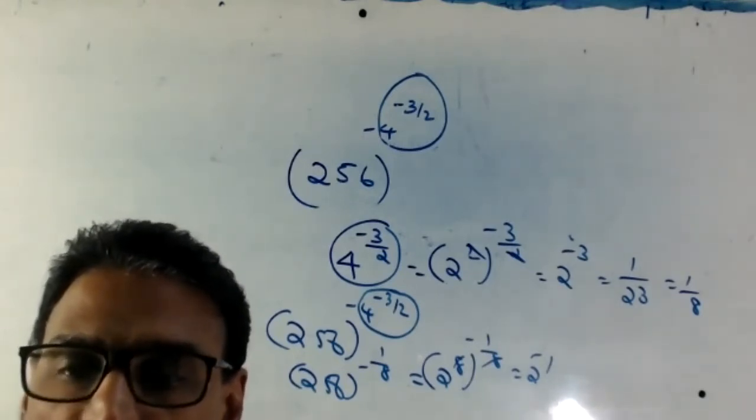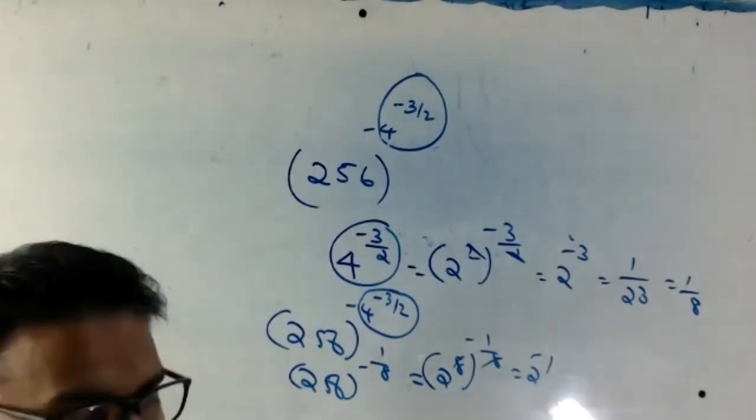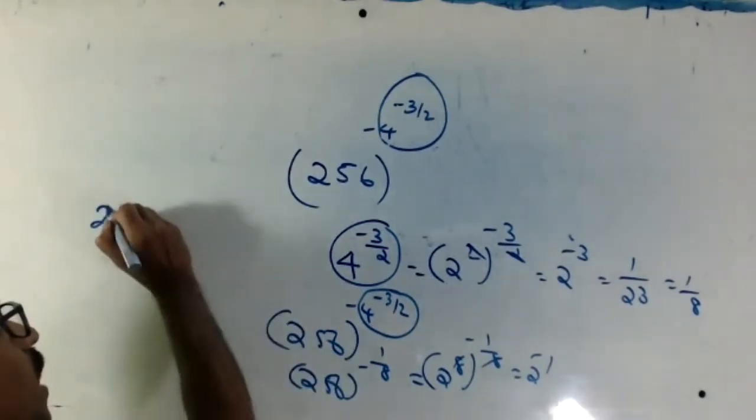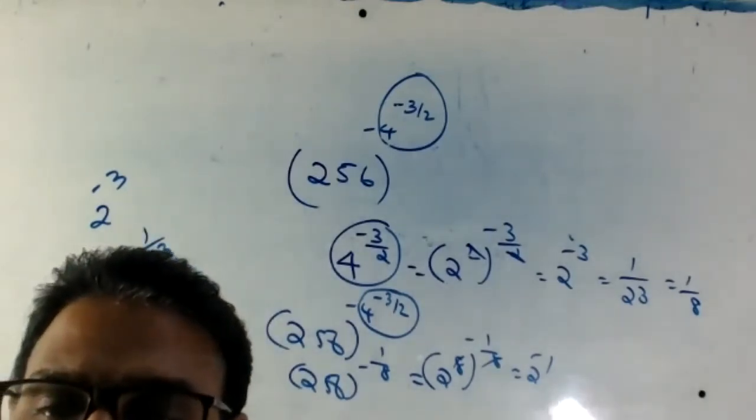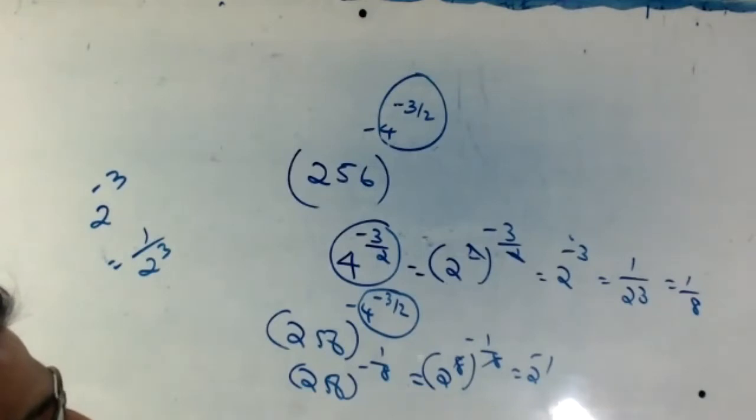2 raised to minus 3 is 1 by 2 cubed. 2 raised to minus 3 is what? 1 by 2 cube, right? Where did I write 2 cubed? I wrote 2 raised to 3.